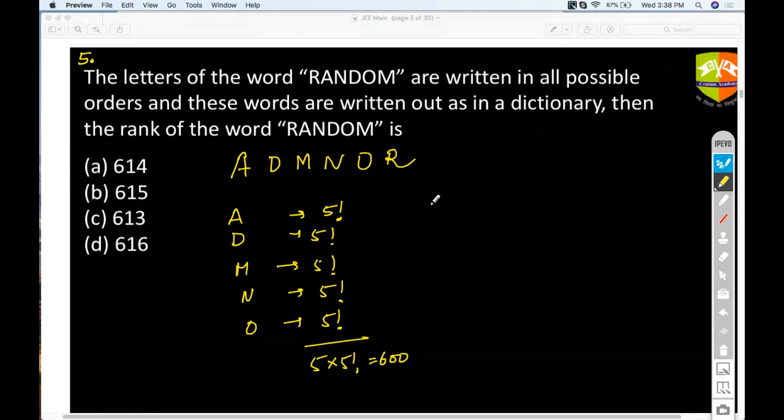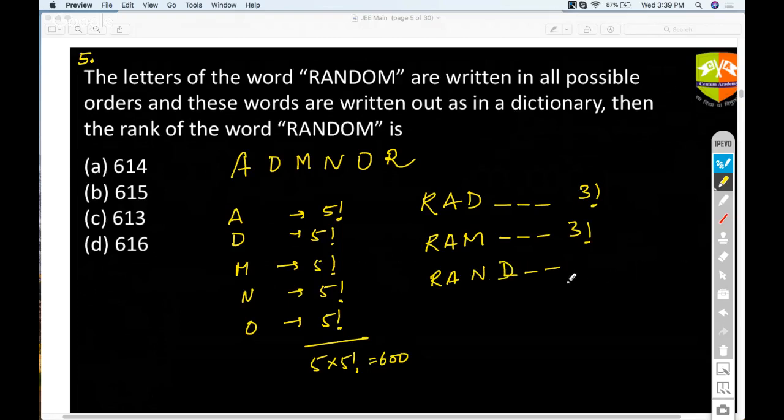Okay. Now let us begin with R. The first word will be RA. Random also starts with RA. So we'll have RAD, and for that will be 3 factorial words. Then RAM, that also will be 3 factorial words. Then RAN, random also starts with RAN, so I have to fill the next one in order. So RAND. Okay, random also starts with RAND, right? So I have to fill the next in order.